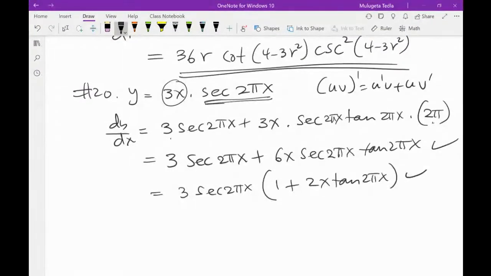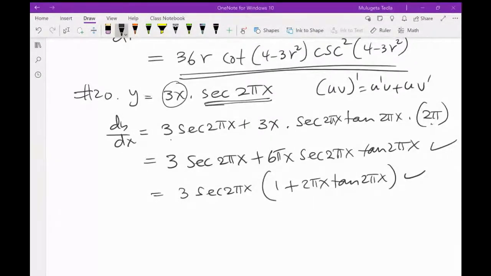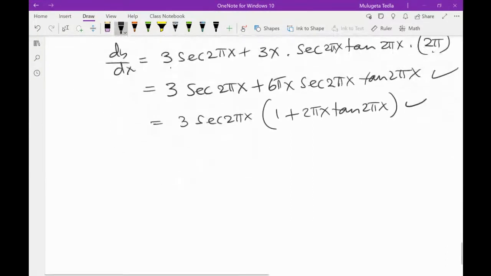Am I missing pi? Yes, you're right, Wissam. So there is 6 pi. Here is pi. So 3 is then 2 pi. Is that okay now, Wissam? Or Arthur? Sorry. Yeah, okay, thank you. So this is the answer.